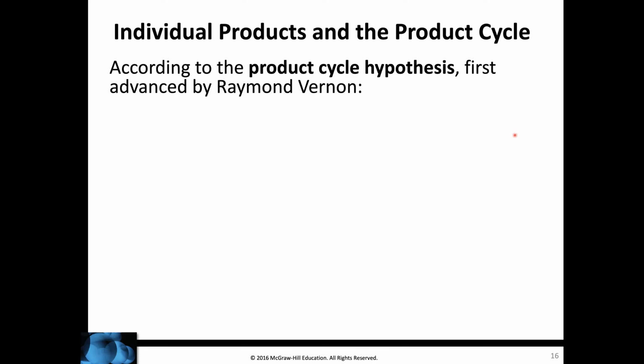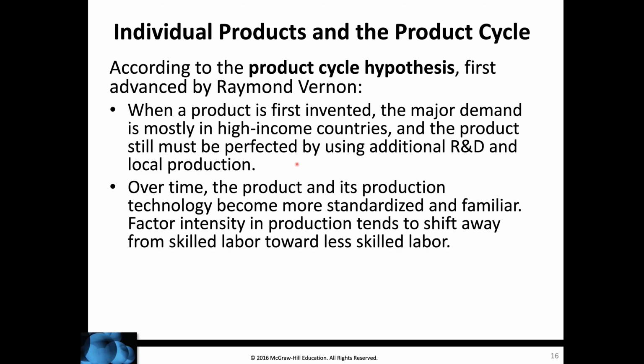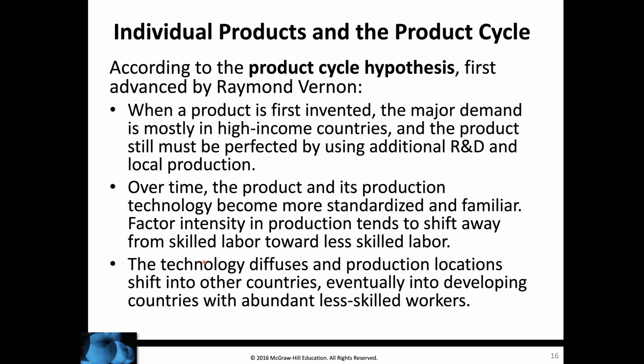According to the product cycle hypothesis, which was first advanced by Raymond Vernon, when a product is first invented, the major demand is mostly in high-income countries, and the product still must be perfected by using additional R&D and local production. Over time, however, the product and its production technology become more standardized and familiar. Skill intensity in production tends to shift away from skilled labor toward less skilled labor. So the technology diffuses and production locations shift into other countries, eventually into developing countries with abundant, less skilled workers.